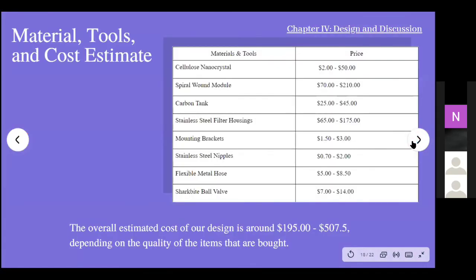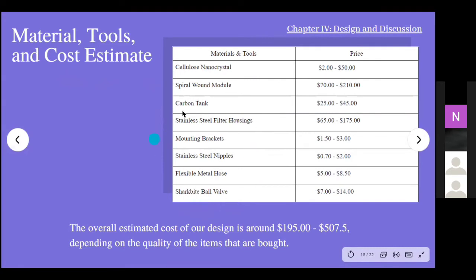For the materials and tools, there are three main components for the filter. First, there is the CNC or cellulose nanocrystal membrane, and that will be placed inside the spiral wound module and is used to filter the microplastics. The spiral wound module is for membrane applications and to maximize the separation efficiency. The carbon tank is to remove organic and inorganic materials dissolved in tank water, and it removes odors. And then the others are just normal materials that you would need for a typical whole house filter.